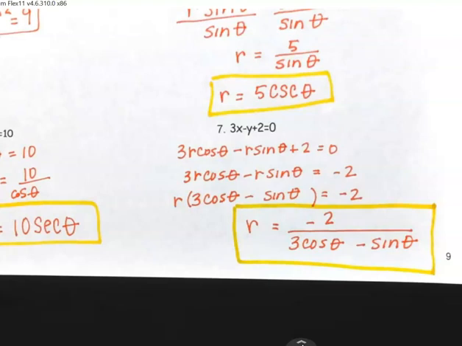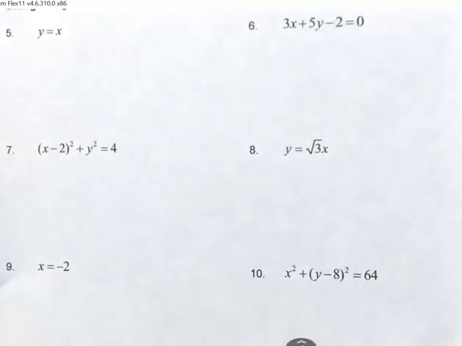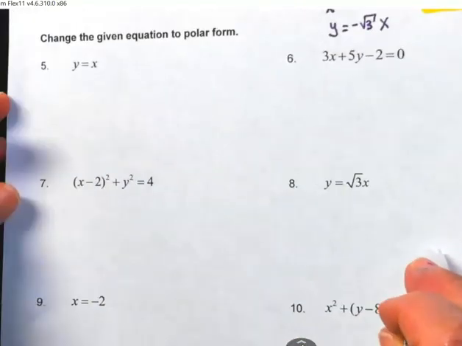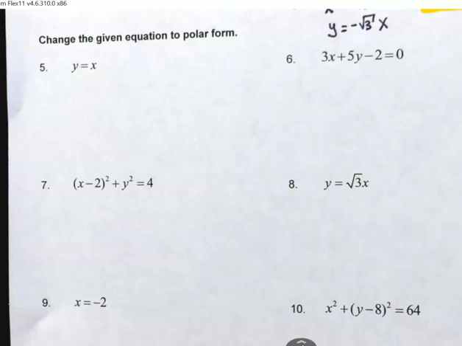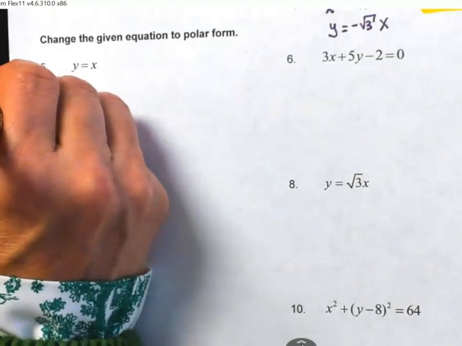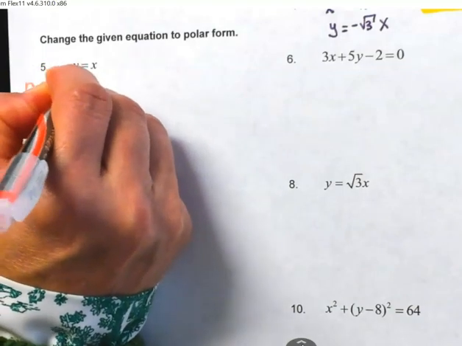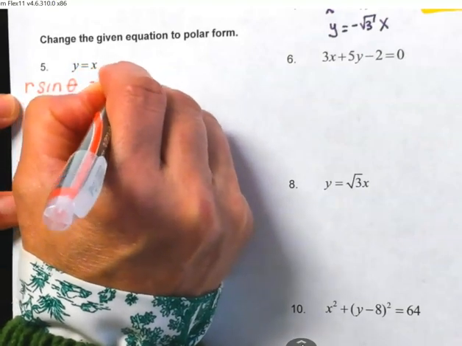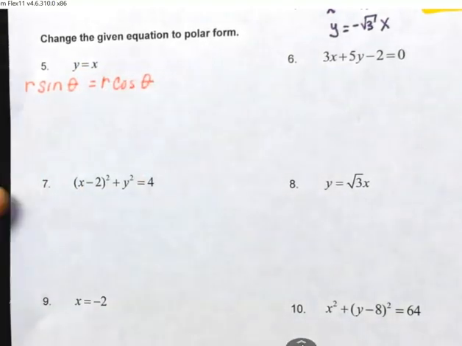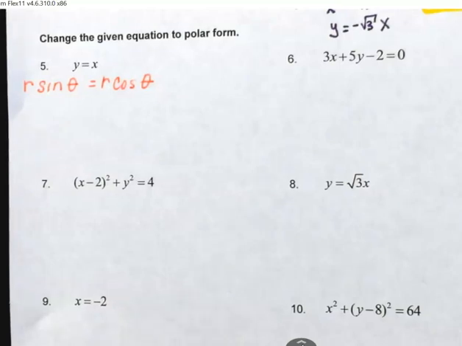All right, I've got one more that I want to do with you. It's the one on page 10 that says y equals x. Number 5. Let's go to problem 5. Okay, y'all. So on problem 5, we are converting to polar form. Well, let's go ahead and write what y and x equal. So we know y is r sine theta. We know x is r cosine theta.